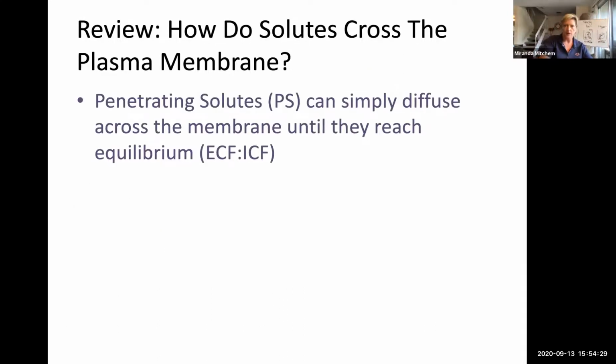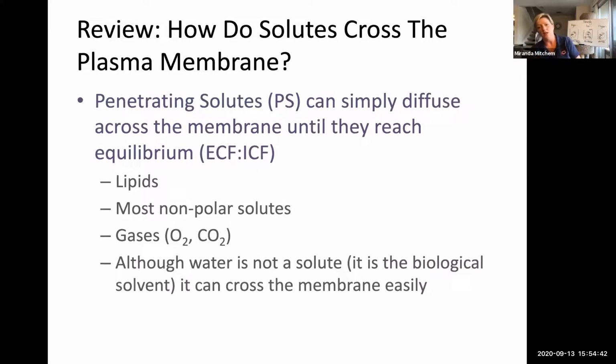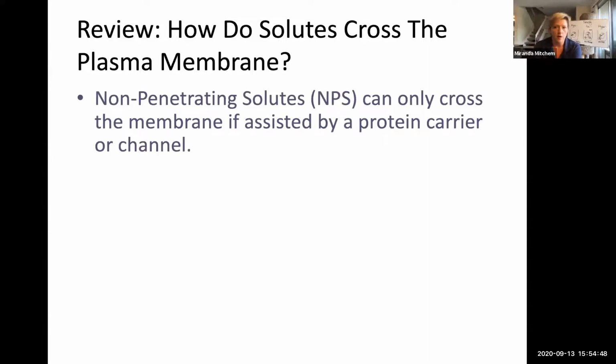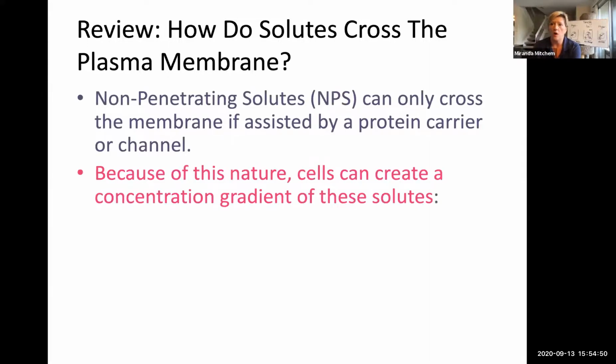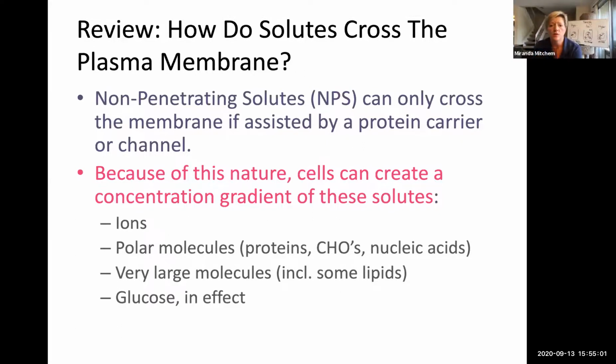So penetrating solutes are able to diffuse across the membrane until they hit their equilibrium. So that would include, again, the lipids. Most non-polar solutes, respiratory gases. And then I put water here, even though it's not a solute. Our non-penetratings would include our proteins, things that are charged. So our ions, our polar molecules, things that are big, including big fats. And then glucose, since it moves so slowly, it really behaves as a non-penetrating solute.